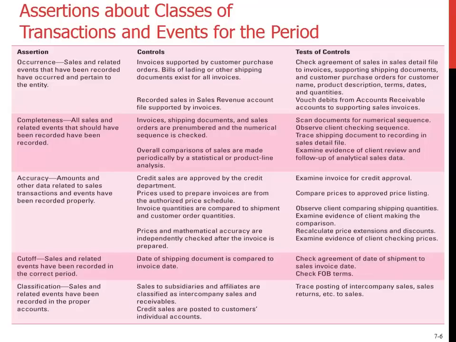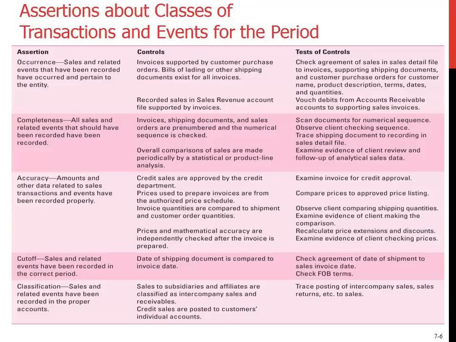The ACL will go out and look to see if there are any gaps and return a report of missing documents that the auditor would then follow up on. So you want to establish that there are no gaps in the sequence. That's one way of establishing completeness. But also, remember, the auditor would select a sample of shipping documents, for example, bills of lading, and tie those back. I'm going to look at those shipping documents and make sure that the sale related to that shipment is indeed recorded in the sales journal.